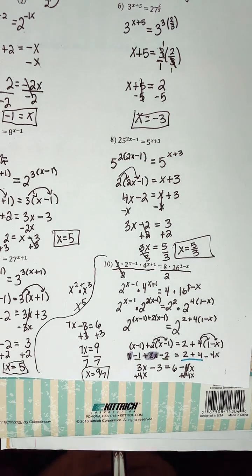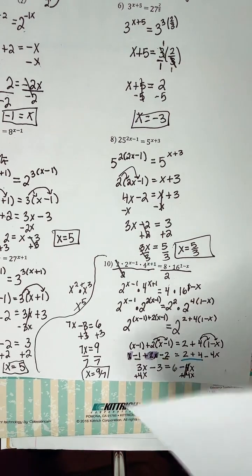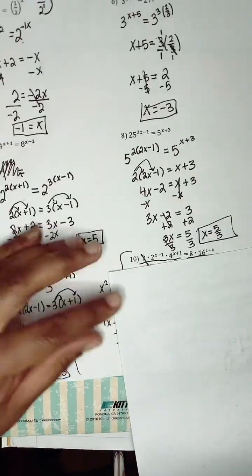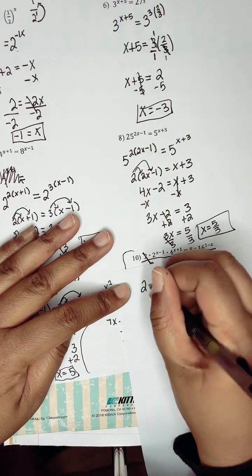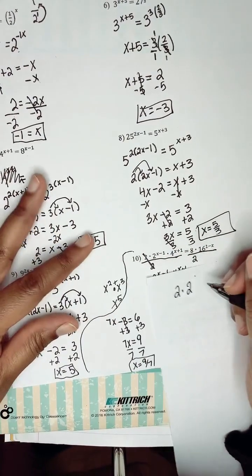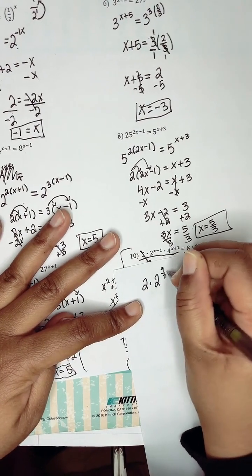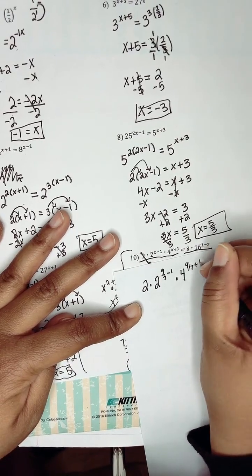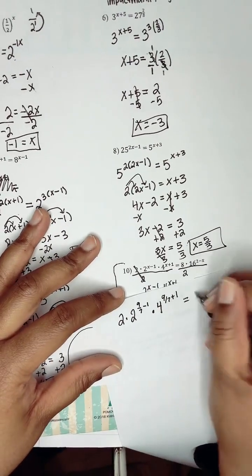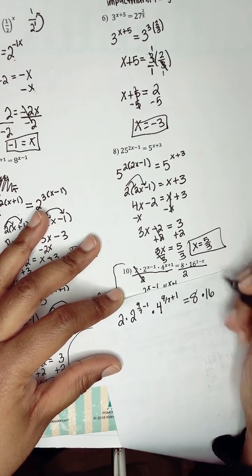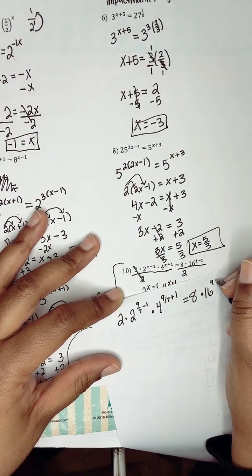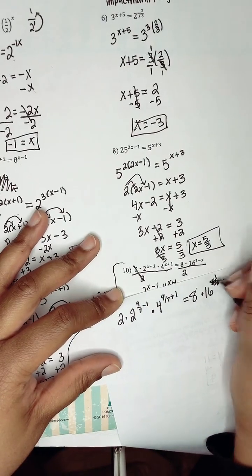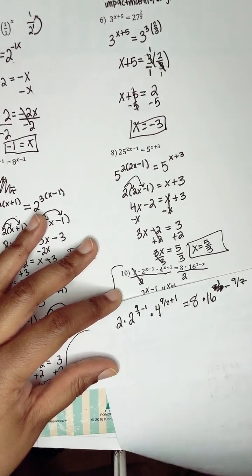Thank you. Okay, so let's check it. We're going to plug in our answer, 9/7, into there and see if we get it. So we have 2 times 2 to the 9/7 minus 1 times 4 to the 9/7 plus 1 equals 8 times 16 to the, oh, no, to the 1 minus 9/7.